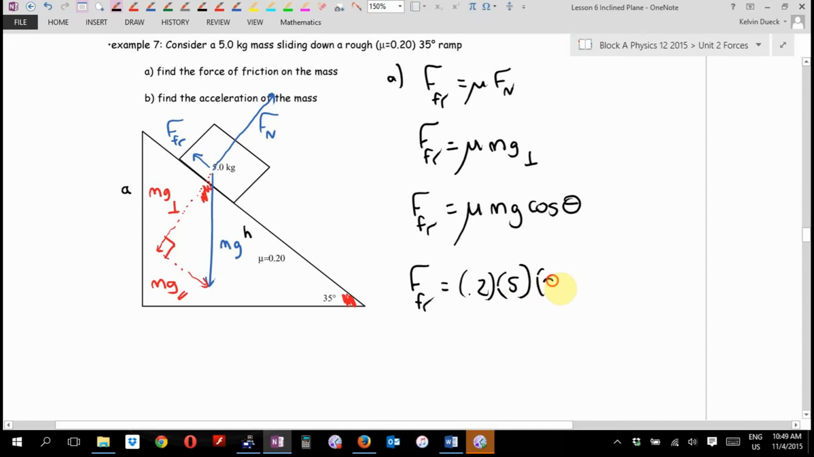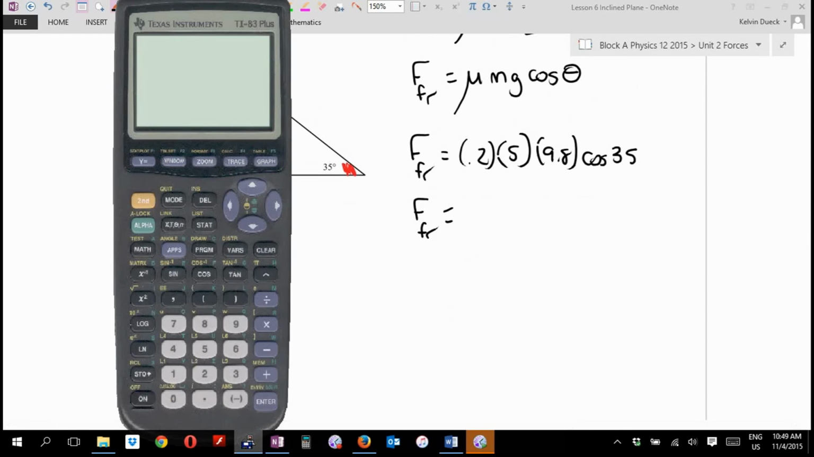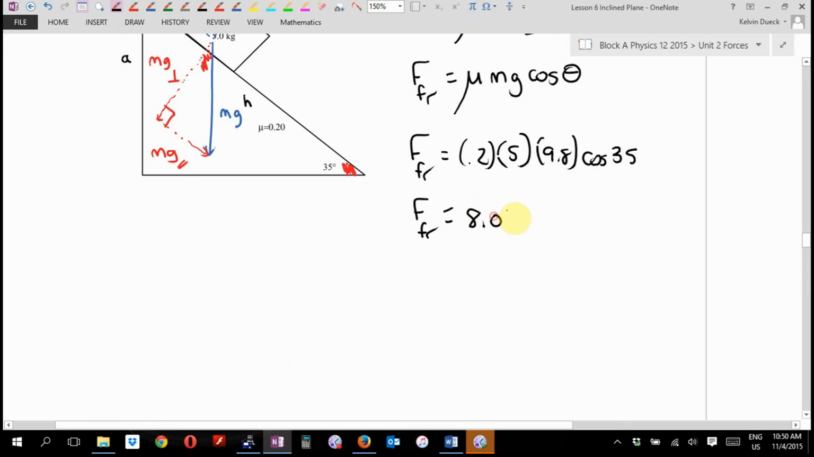G, 9.8, not negative. Cosine of 35. How big is the force of friction? What? 0.2 times 5 times 9.8 times cos 35. You get 8.03? 8.03 what? Newtons. Is that right? Yeah, okay. Put a box around it since that's my answer.